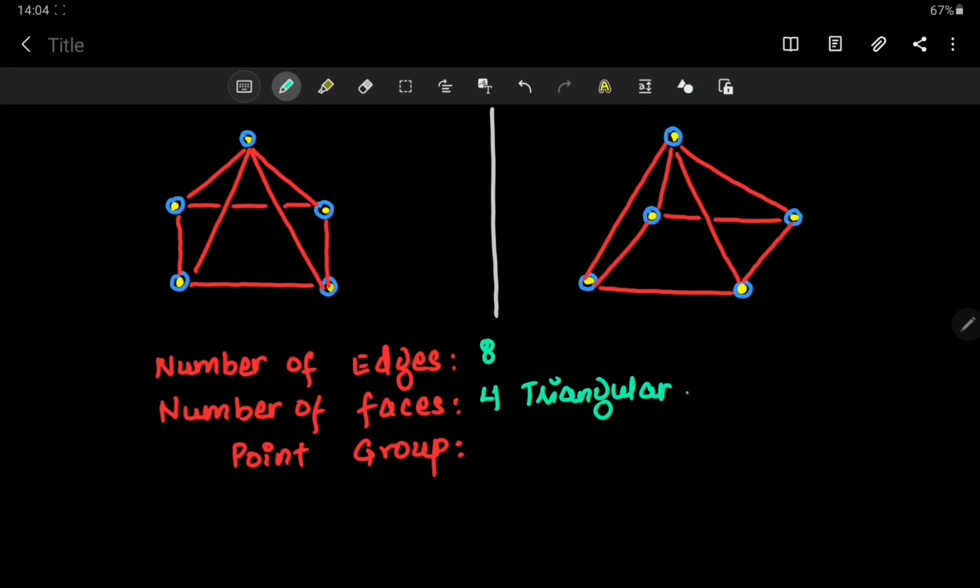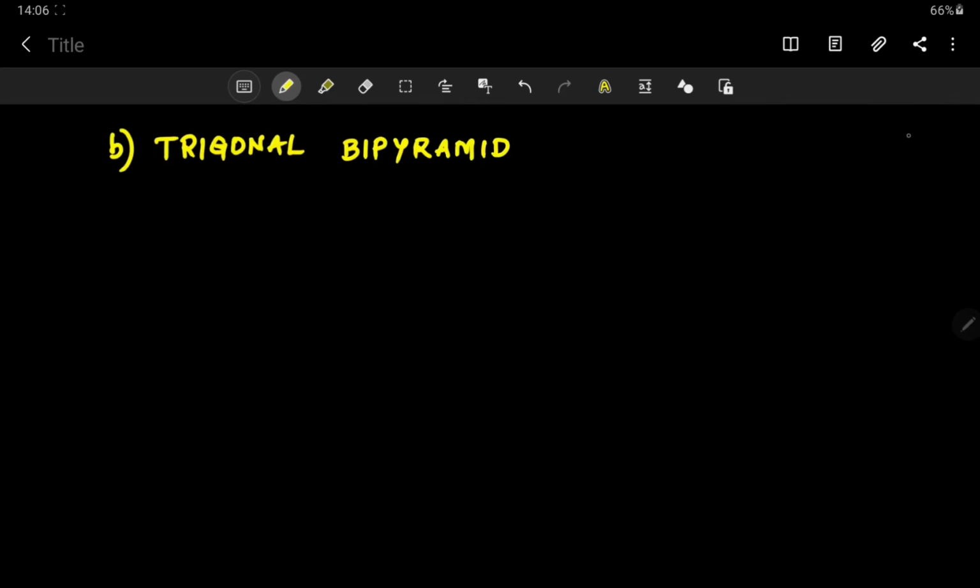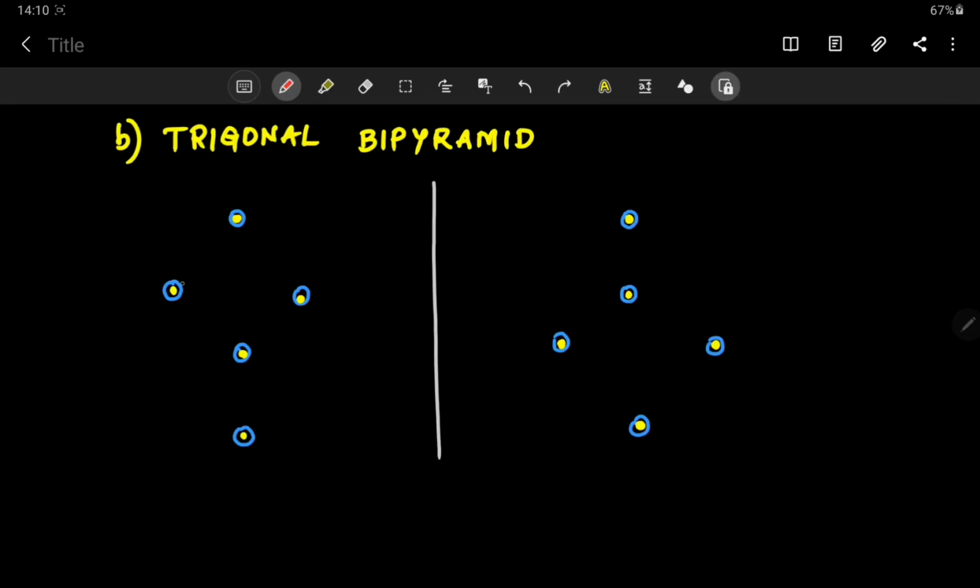Along with the 4 triangular faces, also there is a square base. So 1 square face that is forming the base. The point group belongs to C4V, where the C4 rotational axis passes from the apex. The next one being the trigonal bipyramidal one, where the vertices are drawn in different orientations. There is an equatorial plane of the 3 vertices. Above and below are 2 more vertices that join this equatorial plane, and that gives a trigonal bipyramidal one.